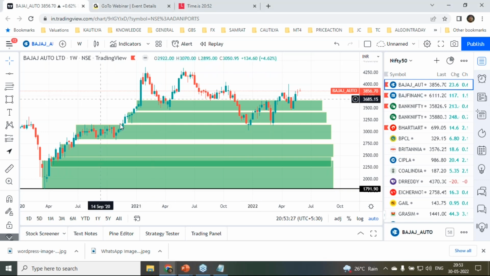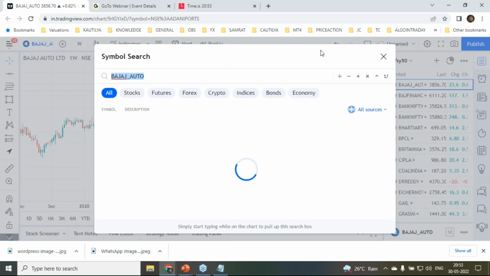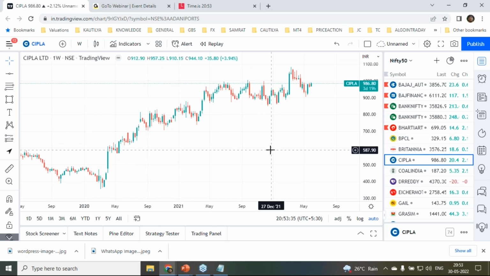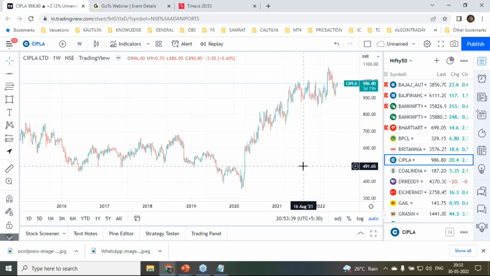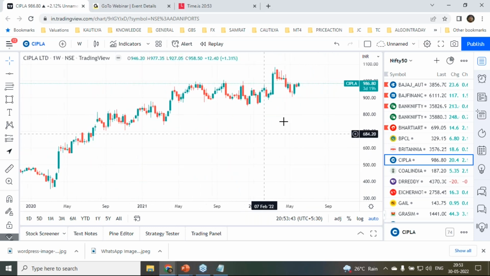All right. Now let's delete this. I'll pick one more stock. The next stock is Cipla. I just saw it in the evening and listed them. Now look at Cipla. From 2020, Cipla is moving like this.